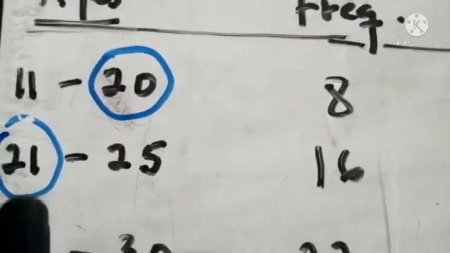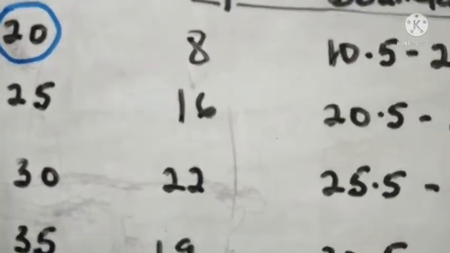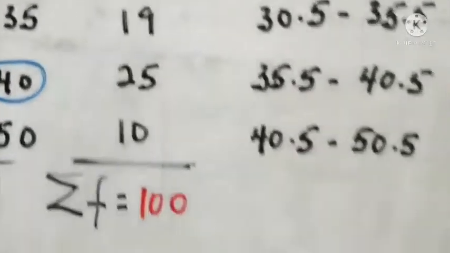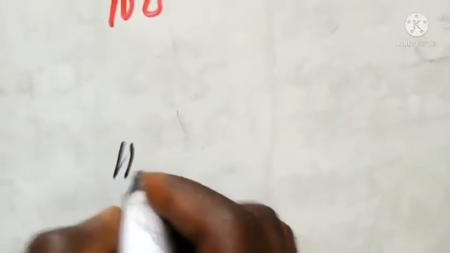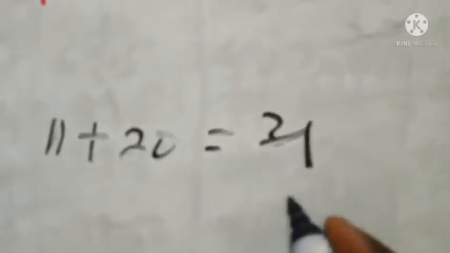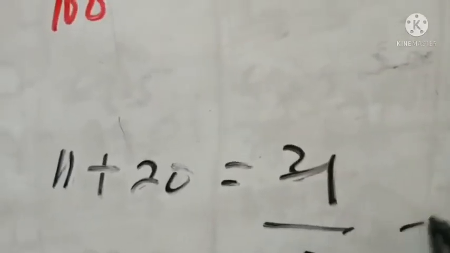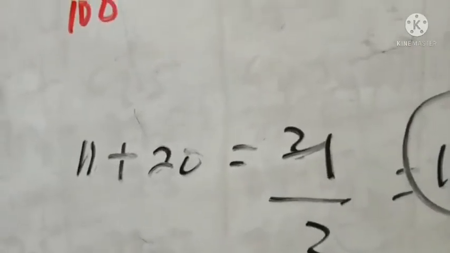So 11 plus 20 will give me 31. So 31 divided by 2. That should be 15.5, right? So we are talking about the midpoint. 31 over 2 would be 15.5. So the x is the midpoint of what?